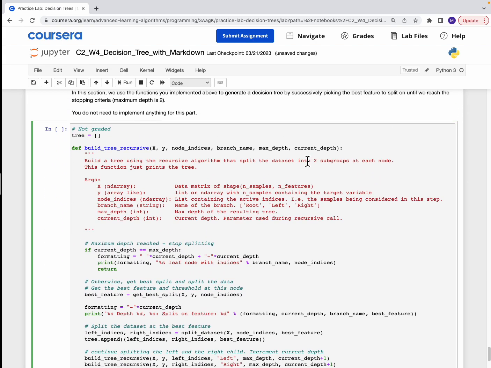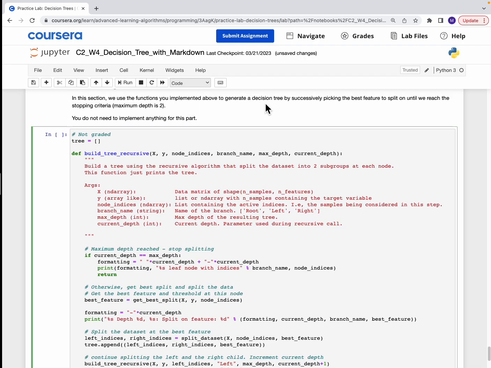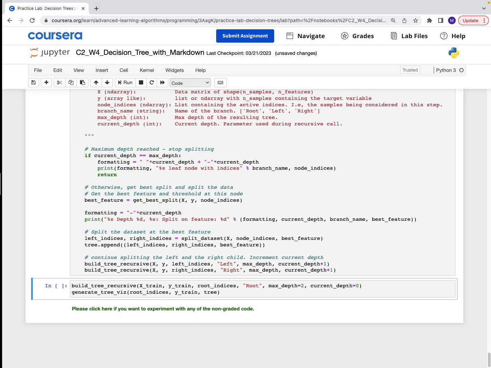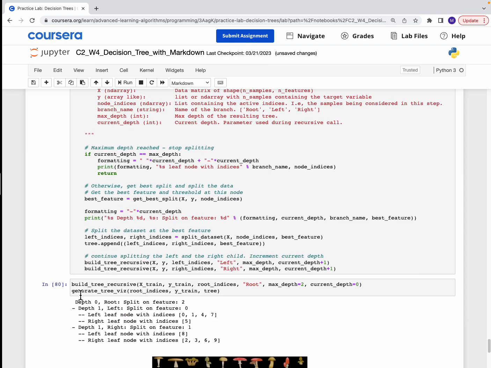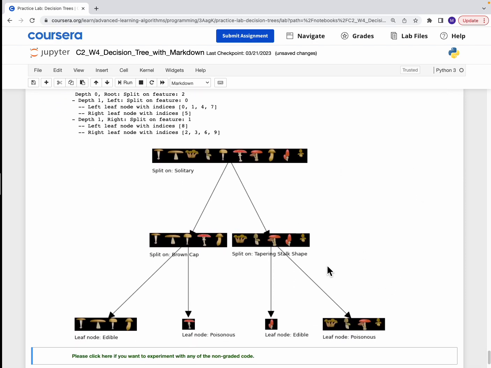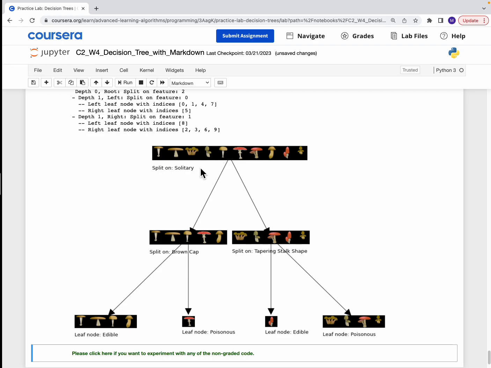Now we're going to use all the functions we implemented to generate a decision tree by successively picking the best feature to split on until we reach the stopping criteria, which is max depth is 2. And this will build the tree recursively, and this code is for the visualization. And it will find out that this is the best tree, and we split and split and split based on these features.